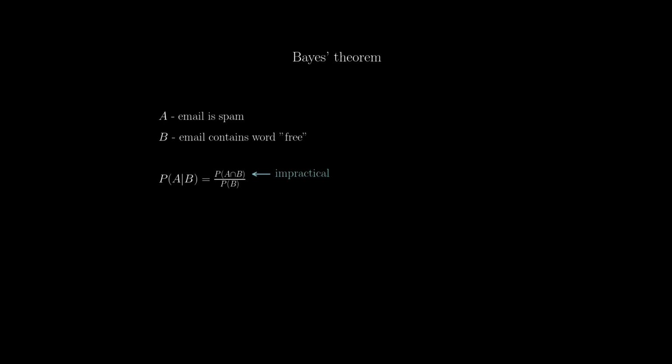But in practice, measuring the probability that an email is spam and it contains the word free is unnecessarily complex, because technically it requires evaluating all emails for the matching criteria. However, the probability of the intersection can be expressed like this just based on the definition of conditional probability, and can be substituted in the original definition, and the result is Bayes' theorem.